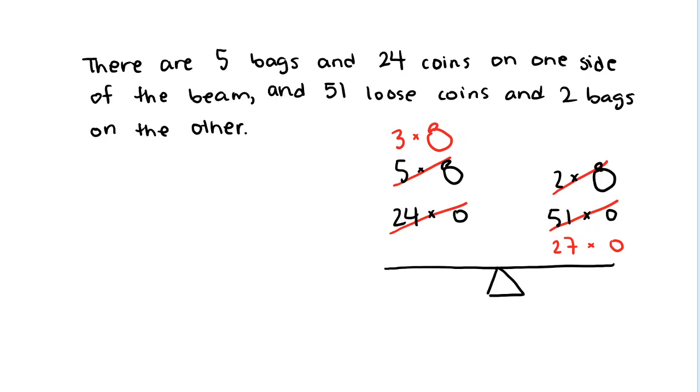And if those are going to weigh the same, then I really need to split up those 27 coins across the 3 different bags. Or I can imagine dividing the weight of the left side by 3, and that would need to be the same as dividing the weight of the right side by 3 to tell us that each bag contains 9 coins, right? 27 divided by 3 is 9. So each bag contains 9 coins.